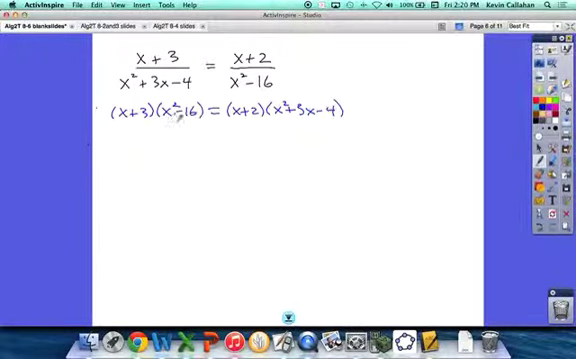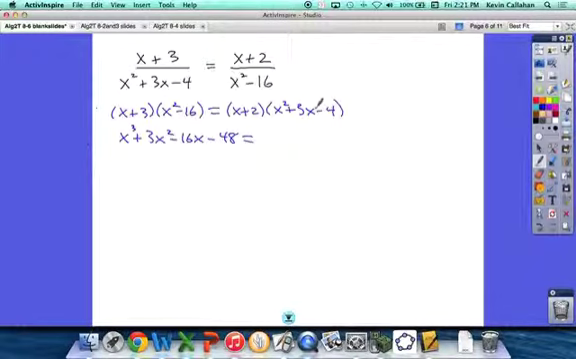How do I simplify what's on the left? It's a FOIL. So x squared times x is x to the third, 3x squared, negative 16x, and 3 times negative 16 is negative 48. How are we going to multiply a binomial times a trinomial? If you can keep it straight just by making sure you multiply everything here, x times that and 2 times that, that's fine.